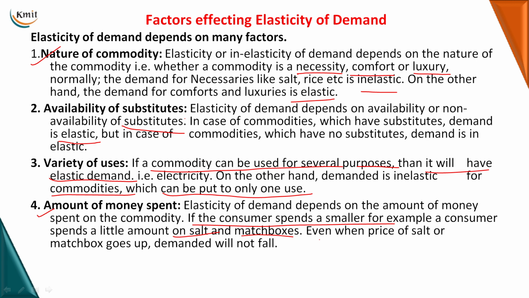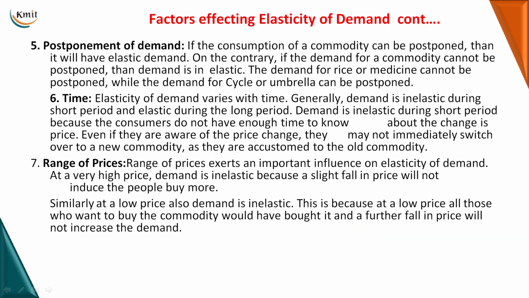And in another case, if it is a high portion of the income, demand will be elastic. Suppose he wants to buy a fridge or a car, then he can take it or not take it, or he can delay that particular purchase. That is how the amount of his income spent on the commodities will be giving rise to the elastic or inelastic demand. Next one, postponement of demand.